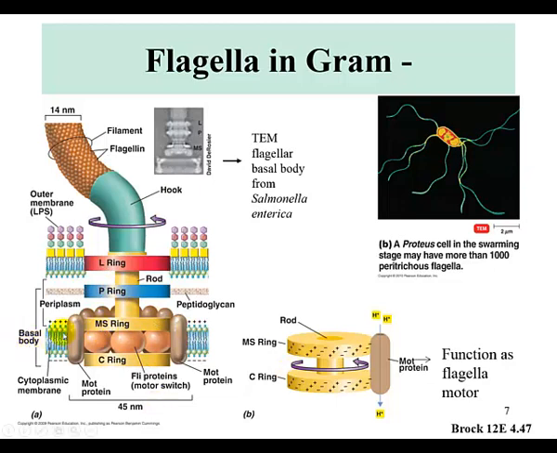The basal body contains a small central rod inserted into a series of rings. The L ring is embedded in the outer membrane and the lipopolysaccharide layer. The P ring is in the peptidoglycan layer. The MS and C rings are embedded in the cytoplasmic membrane. The MOT proteins here function as the flagellum motor, whereas the Fle proteins function as the motor switch. The flagellar motor rotates the filament to propel the cell through the medium.